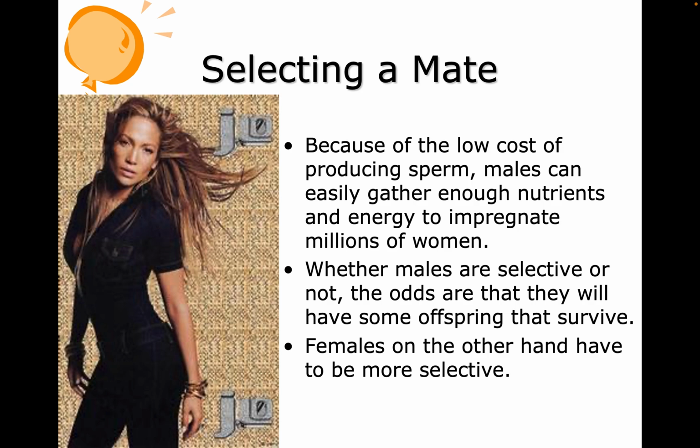Whether males are selective or not, the odds are that they will have some offspring that survive. So even if they just have sex with anybody that's a female, anything in a skirt, as it were, then potentially at least some of their offspring would probably survive. Females, on the other hand, have to be more selective, mainly because it takes her 9 months to produce a child. It takes a male only seconds to have intercourse and therefore potentially impregnate somebody. And then he goes on to the next individual.